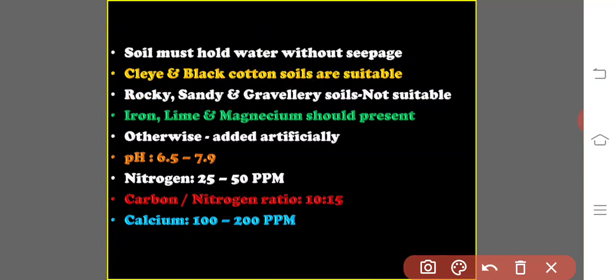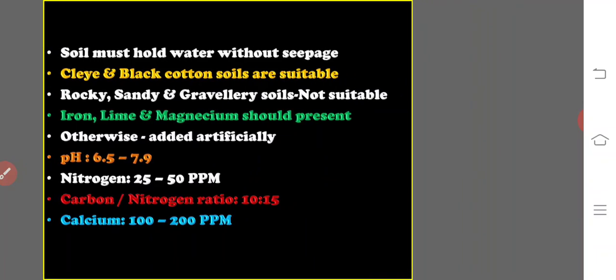And the land you select should contain iron, lime and magnesium in appropriate amounts. If there is no iron, lime and magnesium, then they should be added artificially. And the soil pH should be between 6.5 and 7.9, that is, light acidic to high alkaline. The nitrogen should be 25 to 50 parts per million. PPM means parts per million. The carbon nitrogen ratio is 10 to 15, and the calcium should be 100 to 200 parts per million.